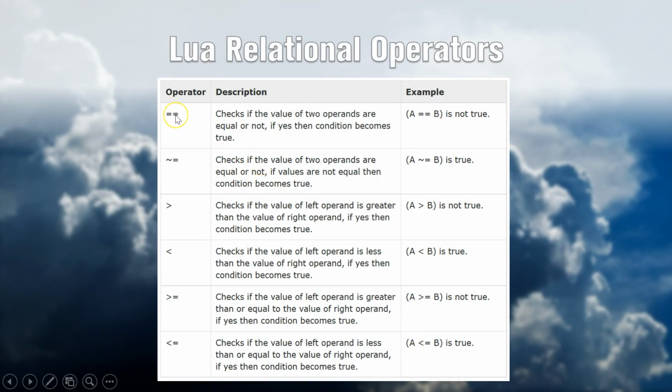So the double equal sign is the equal sign in Lua. A single equal sign is an assignment. Double equal sign is a relational operator, right? It compares values. A tilde and an equal sign is a not equal sign. This compares greater than. This compares less than. This compares greater than or equal, less than or equal. Not difficult at all. But I will show you in some demos what are the different things that you need to take care of.